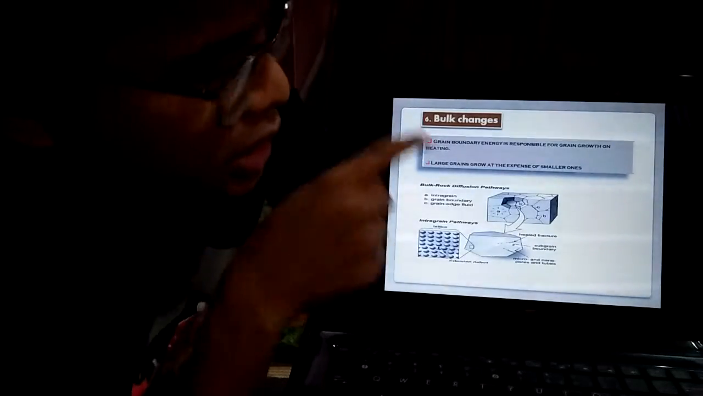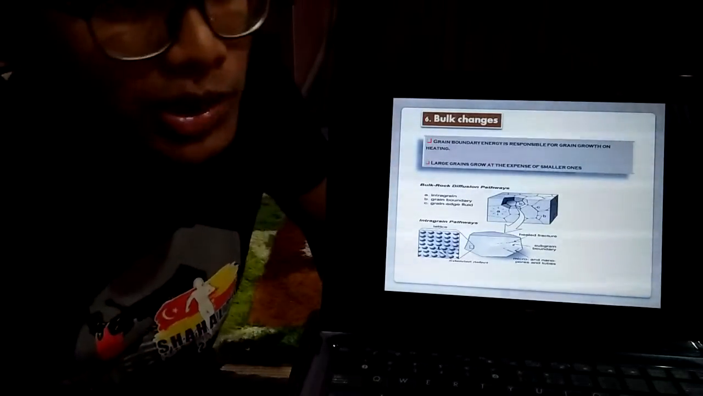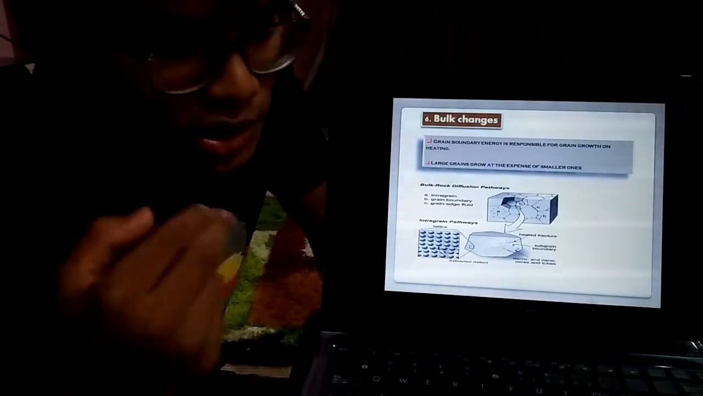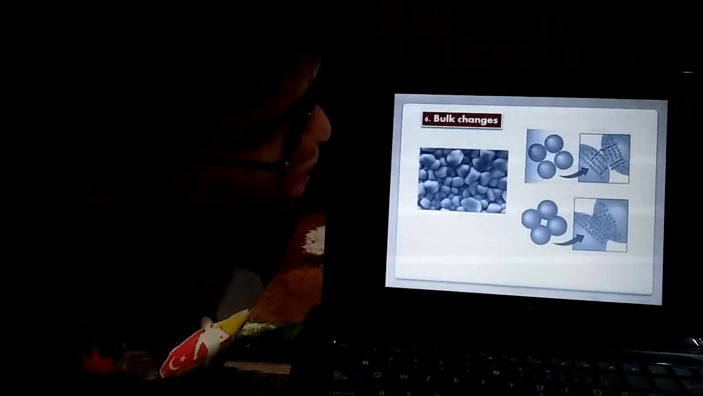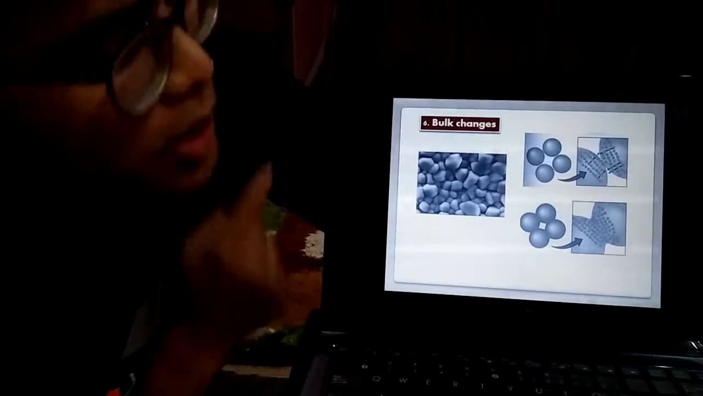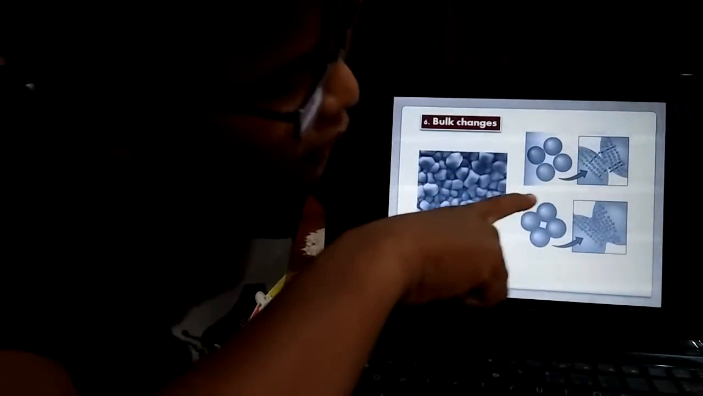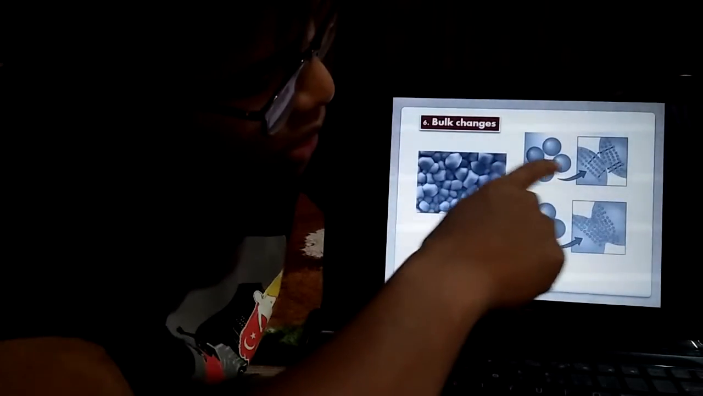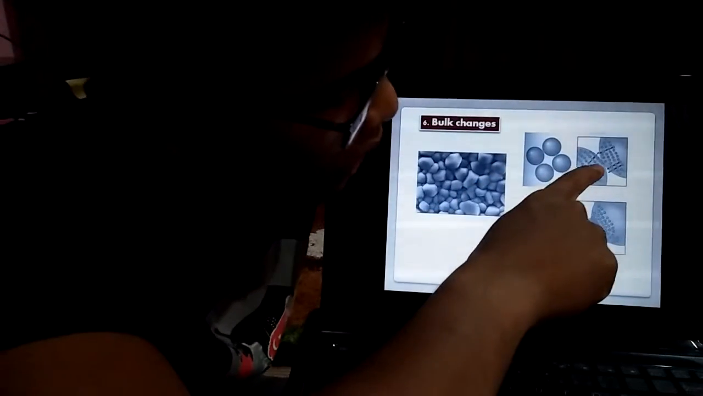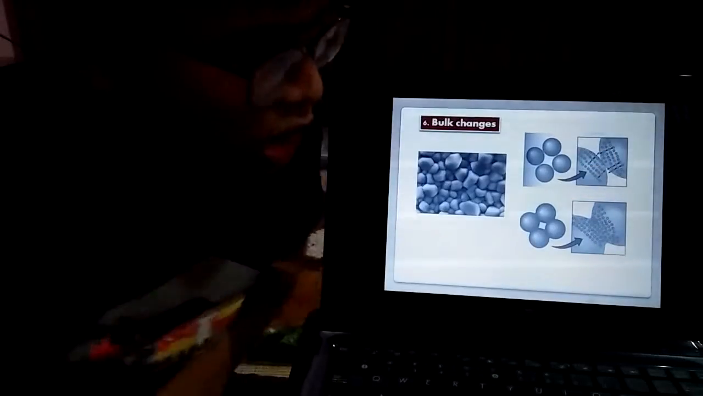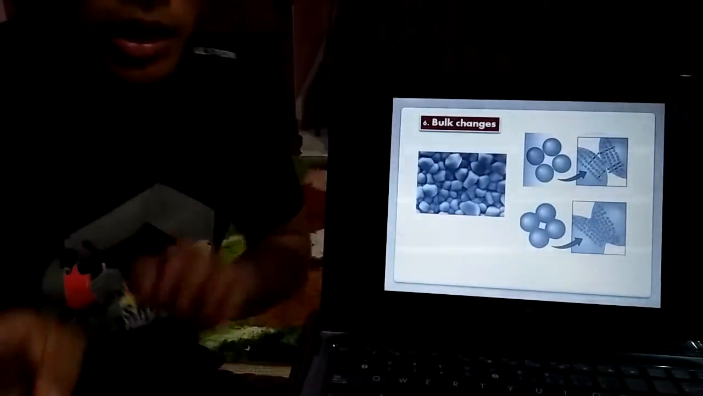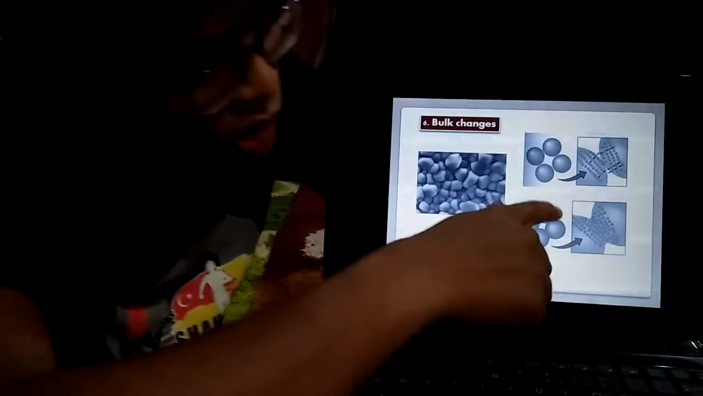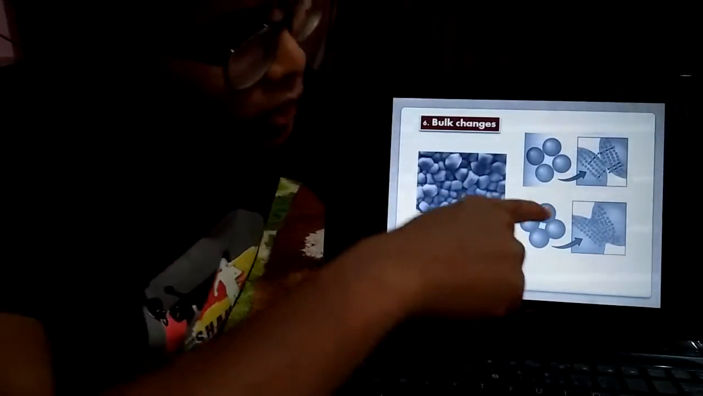Okay. The growth is based on heating. So the higher the temperature, the larger it will become. Okay, so this is one example of bulk changes. At first there are four particles, and then when they come into contact, they will combine and combine, and it will become almost like one particle, but consisting of four particles.